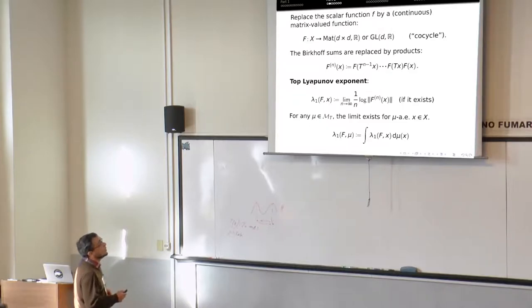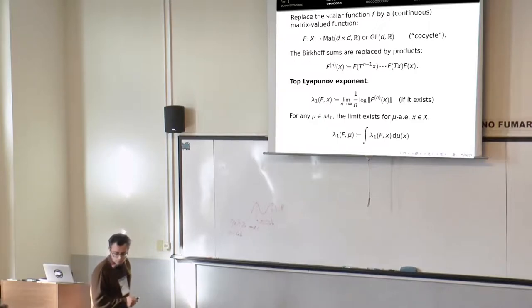And the top Lyapunov exponent says something about the growth of this product. Let's take the norm of the matrix. This norm typically has exponential behavior, and the rate that you obtain is this lambda 1. So lambda 1 is defined as this limit, if it exists. As a consequence of the subadditive ergodic theorem, for any invariant measure, the limit really exists for almost every point with respect to this measure.